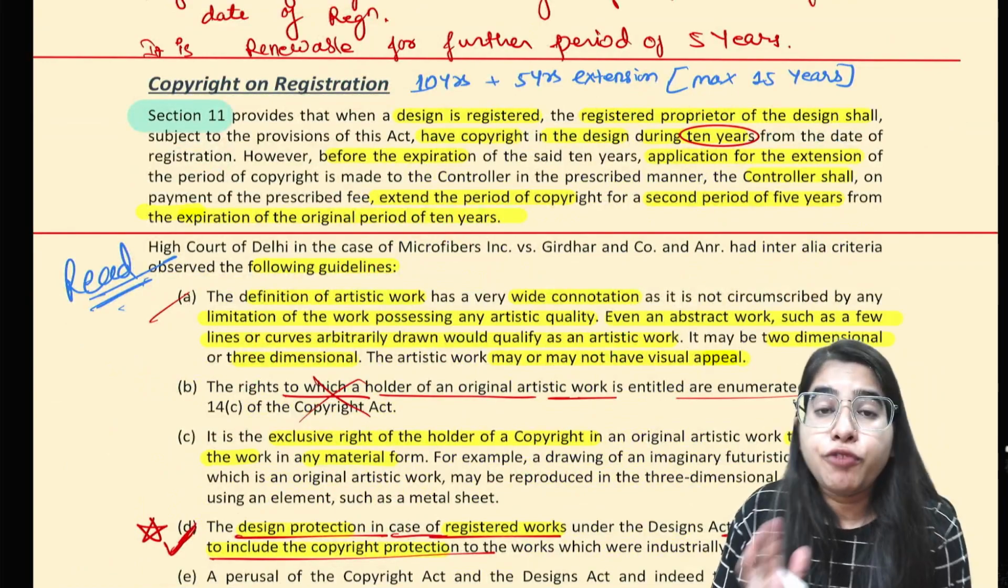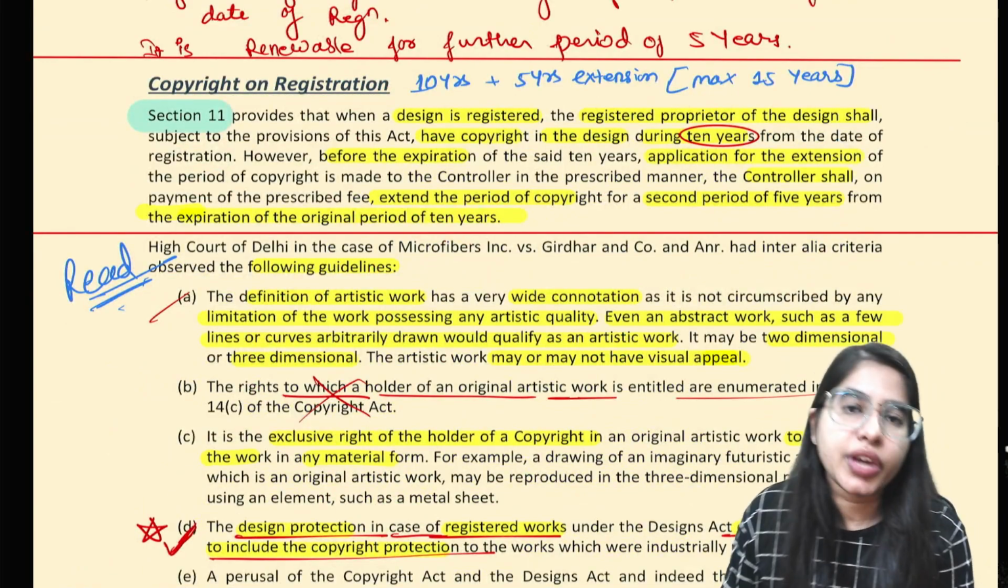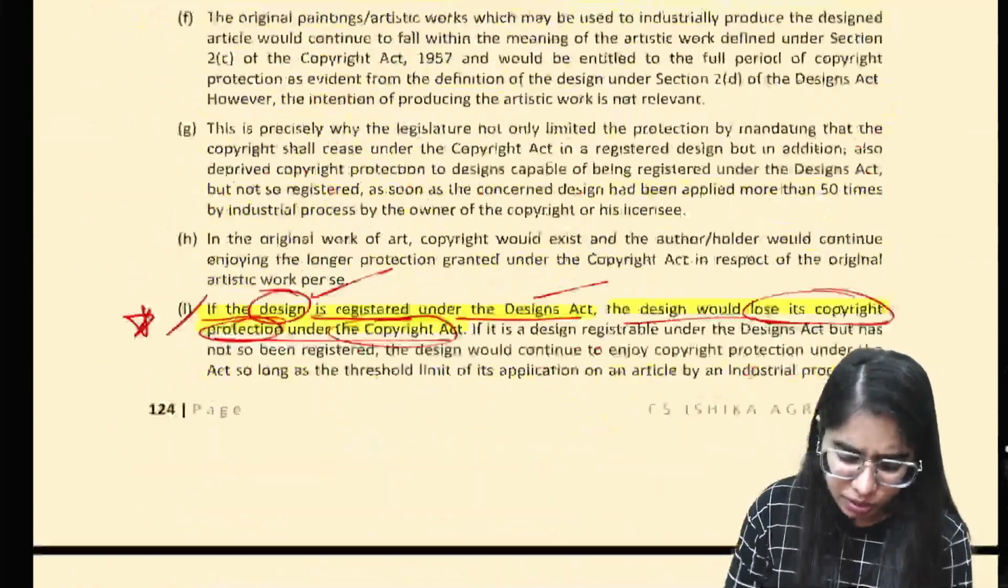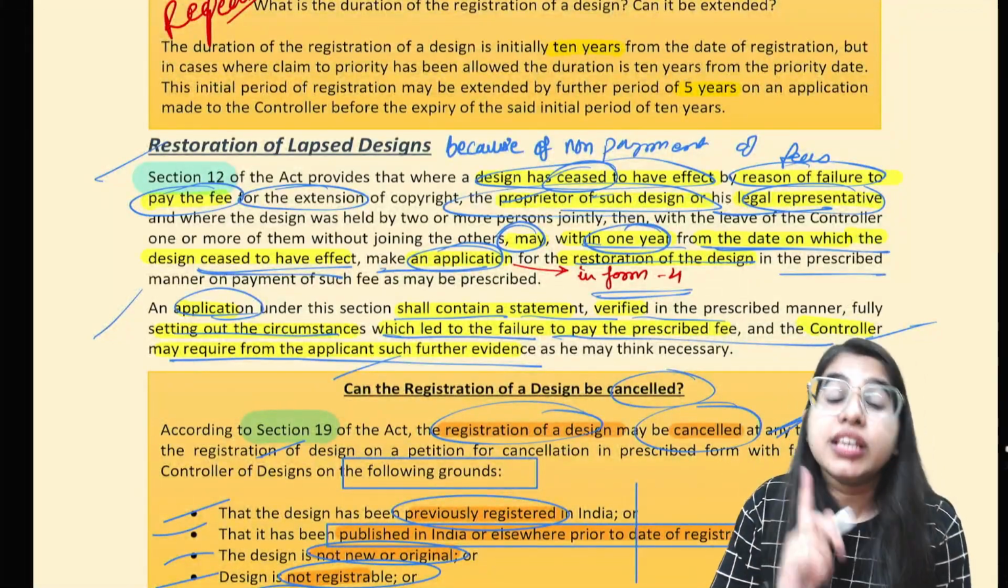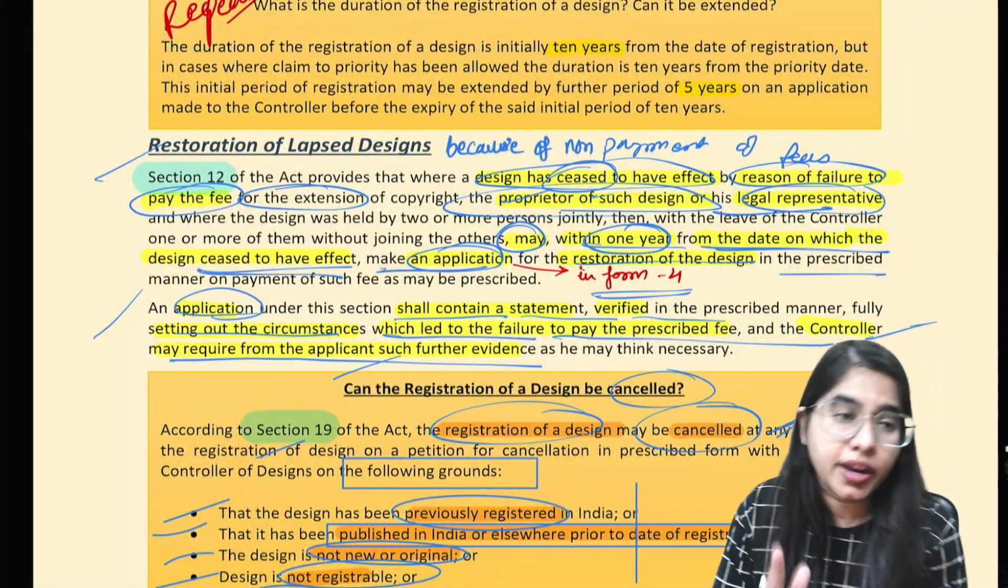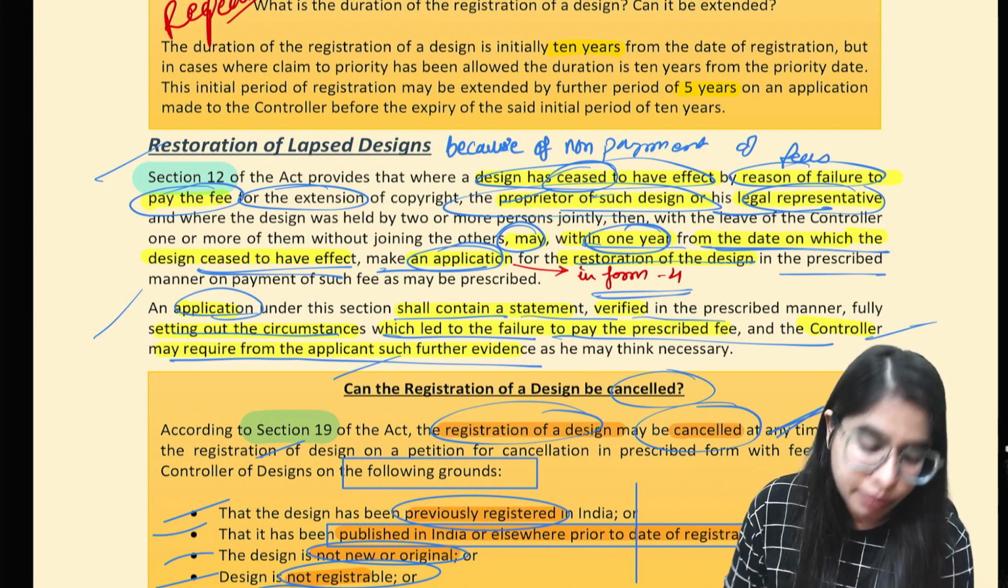Design is protected for 10 years plus 5 years extension. You can get a total of 15 years. That's it. This is an unimportant point. Your design can be registered either under the Design Act or under the Copyright Act. You cannot get both protections at the same time.